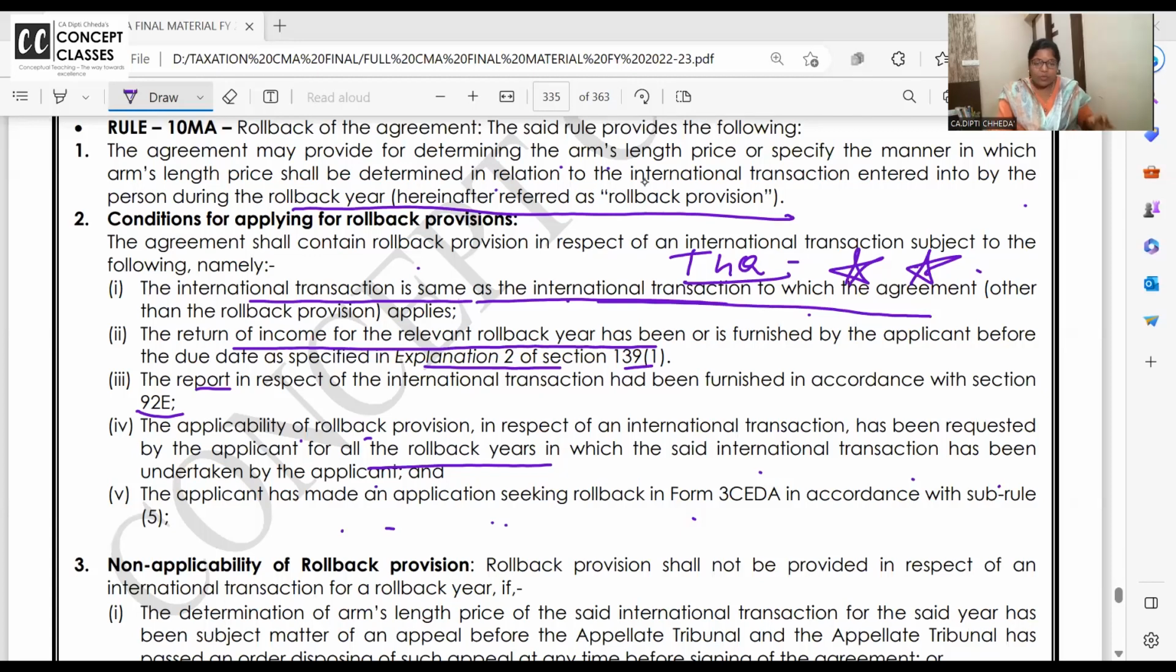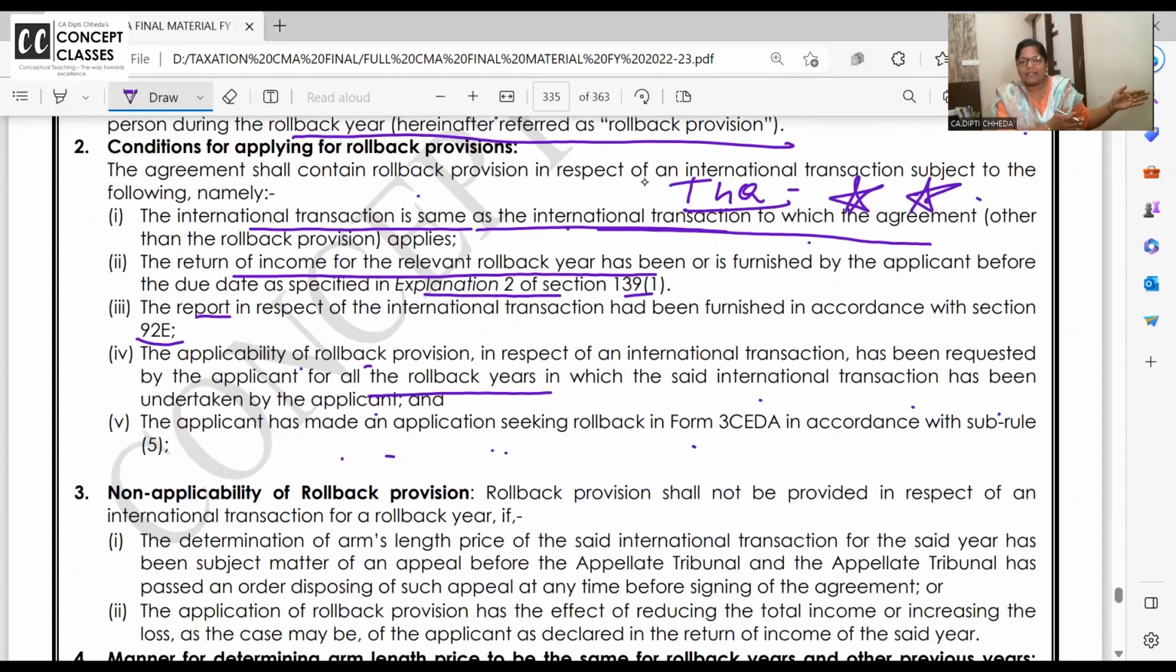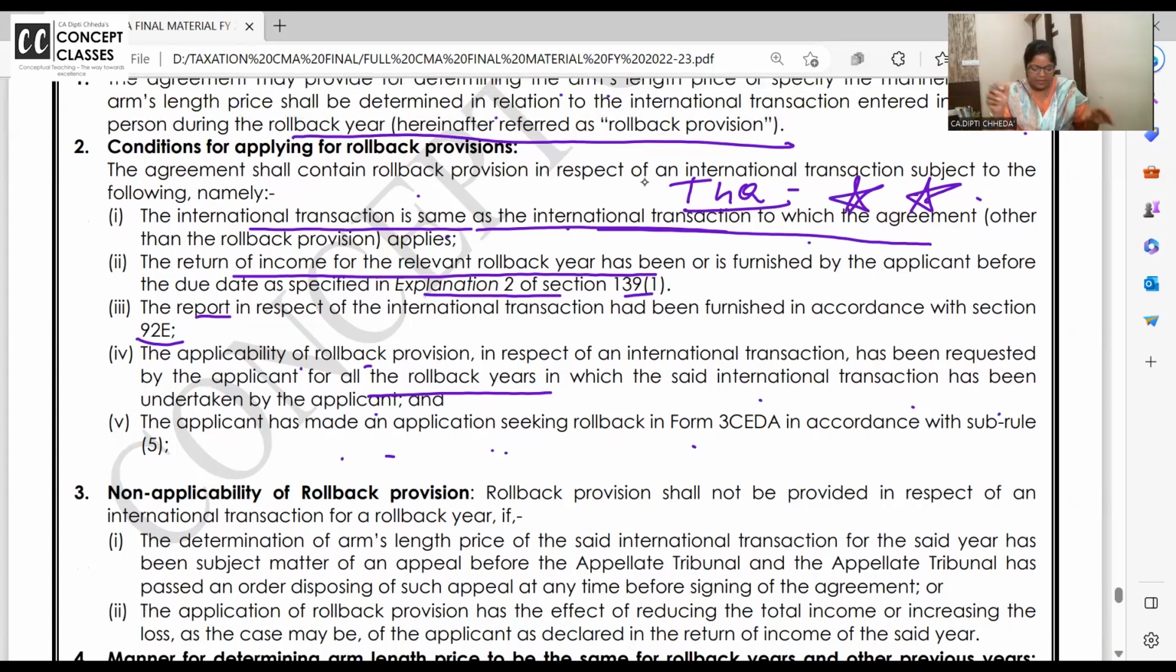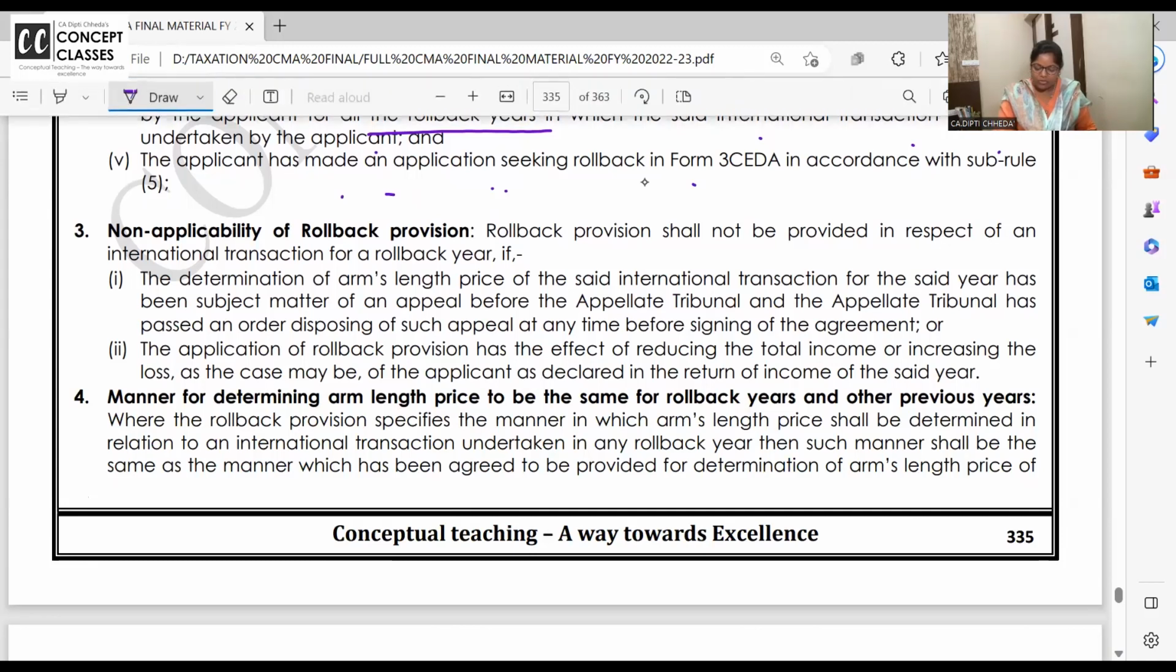चलो. So rollback says what? कि there should be, पीछे भी जाना है ना, तो there should be international transaction exactly same what you have entered front, and return of those years is filed on time. A report of a CA is given, and rollback has been requested for all the rollback years. Clear to you or not?